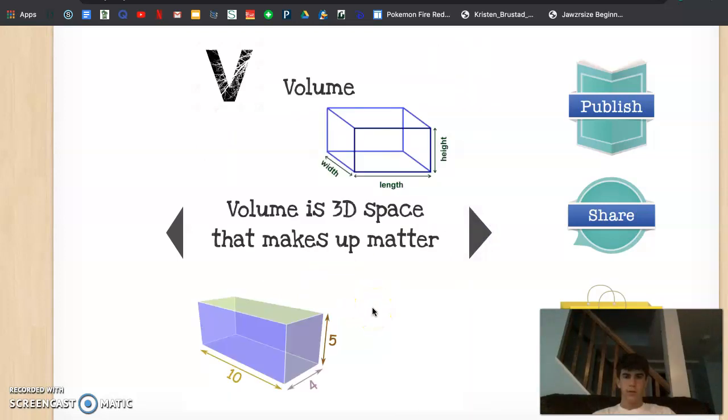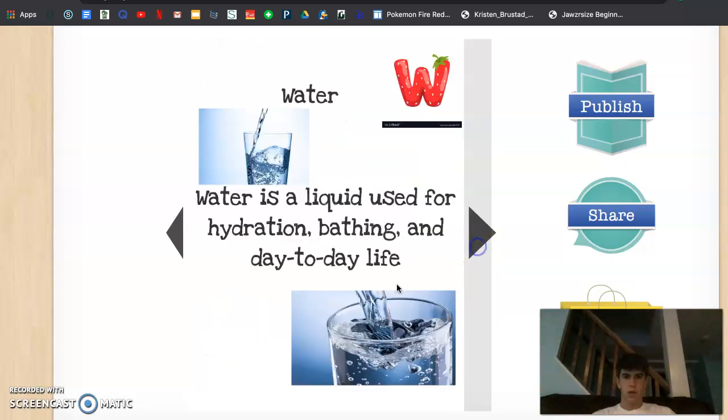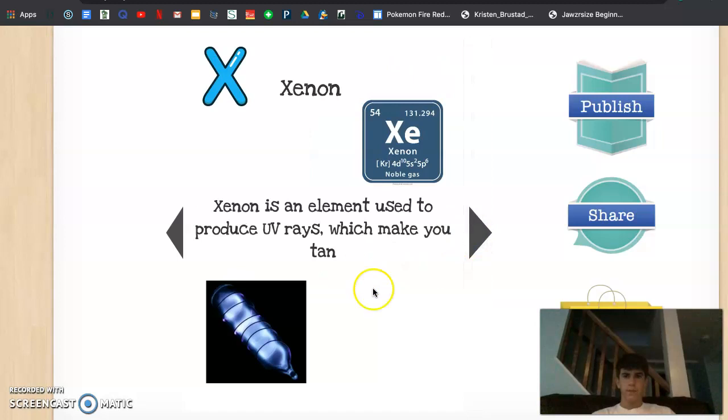V is for volume. Volume is 3D space that makes up matter. W is for water. Water is a liquid used for hydration, bathing, and day-to-day life. X is for xenon. Xenon is an element used to produce UV rays, which makes you tan.